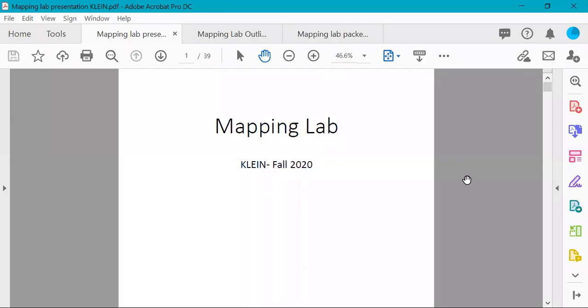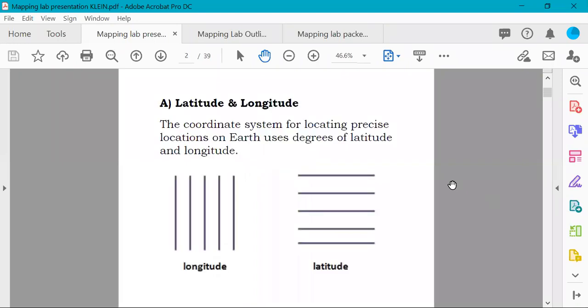So today we're going to go over the mapping lab. The first thing that we need to go over is latitude and longitude. Latitude and longitude creates a coordinate system for locating precise locations on Earth, and it uses degrees of latitude and longitude.